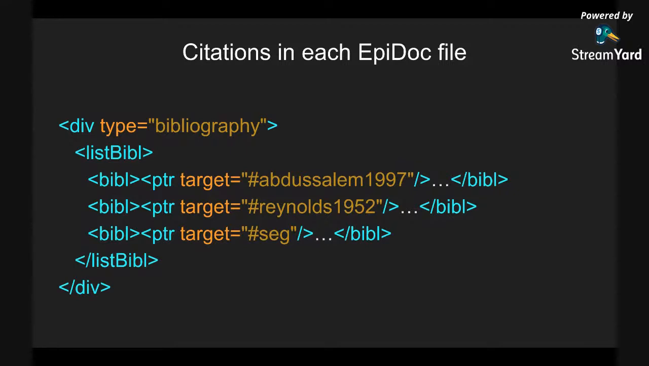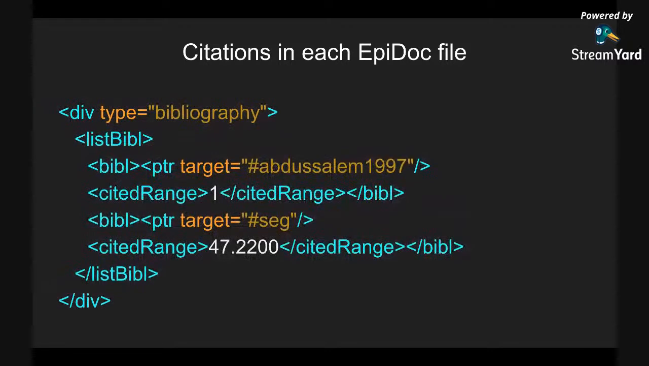And so I'm saying effectively that the papyrus or inscription that I'm editing in this EpiDoc file has previously been edited in the following 3 places. Okay, and each of these, at the very minimum, needs a pointer to say this is where it has been previously edited. The other thing that's really useful, in addition to that pointer, is a cited range.